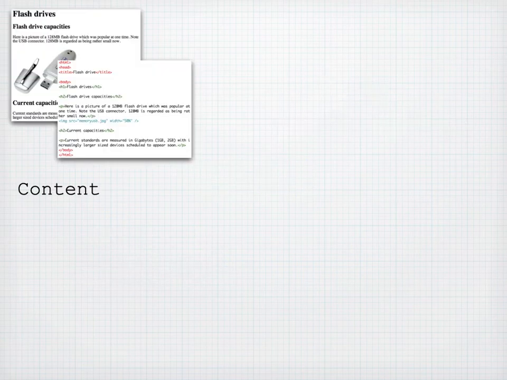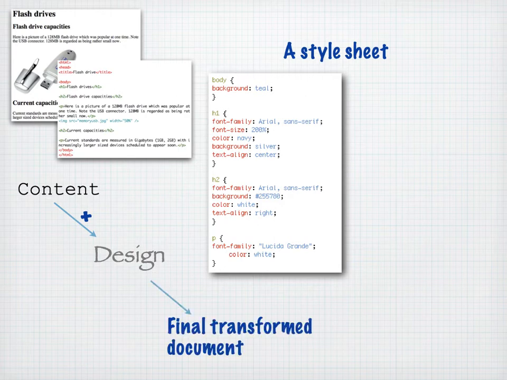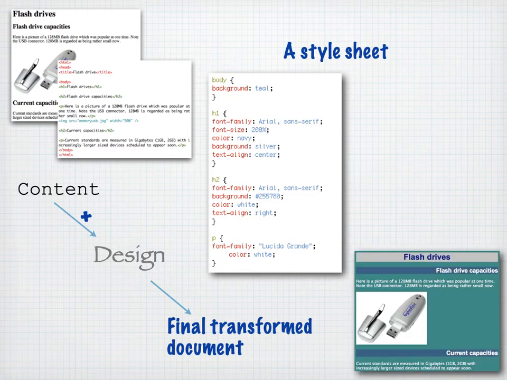And the way that this is implemented is you'll have your content, that's going to be HTML and PHP in plain text files. And in separate files, you'll have style sheets. And if you've done CSS before, this is what they look like. Remember, this isn't going to be a CSS course. The important concept to grasp here is that the design is in a separate file from the content. Those two are combined together, and when you do that, you end up with your final transformed document.